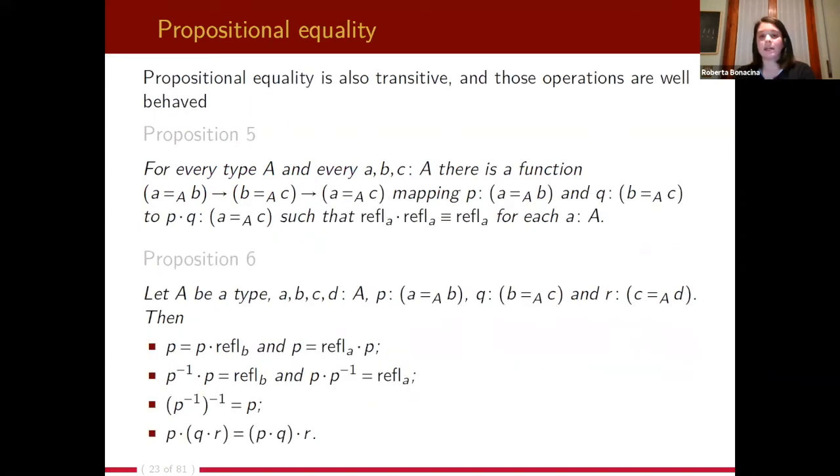So in a similar way, it can be proved also that propositional equality is transitive, so that given A, B, and C of type A, there is a function which maps a term P of type A equal B and a term Q of type B equals C to their composition P · Q of type A equals C, and such that the composition of the reflexivities is again reflexivity.